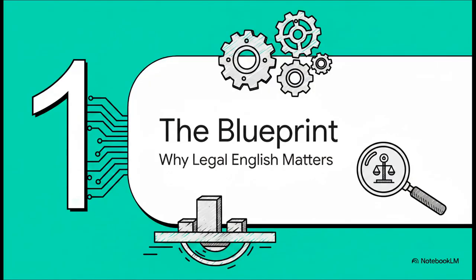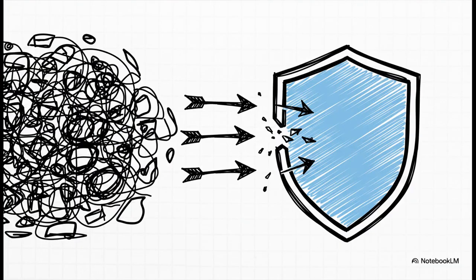Okay, so let's get into the blueprint and really understand why this stuff is so different. You know, a lot of people think legal English is just, well, a more formal, stuffy version of everyday English. But that's not it at all. A much better way to think of it is like a highly specialized tool, one that's designed for one single purpose: precision. Here's a good way to picture it.